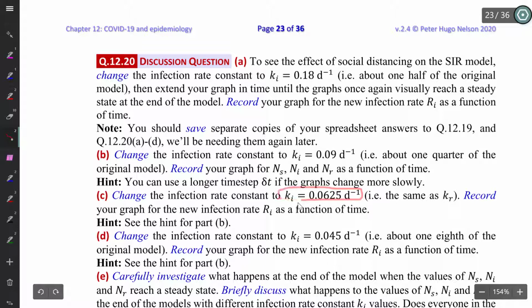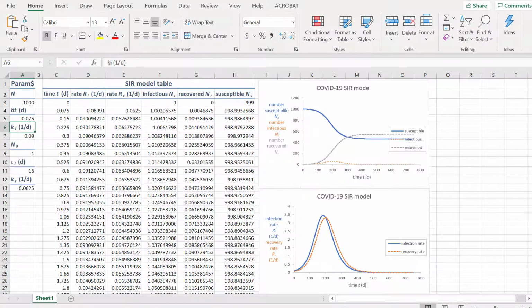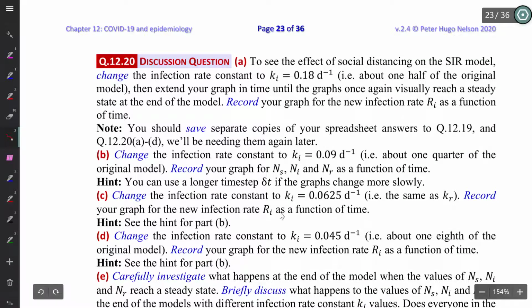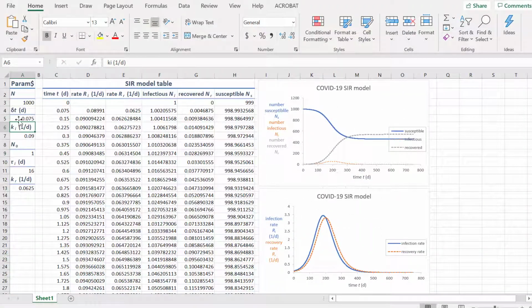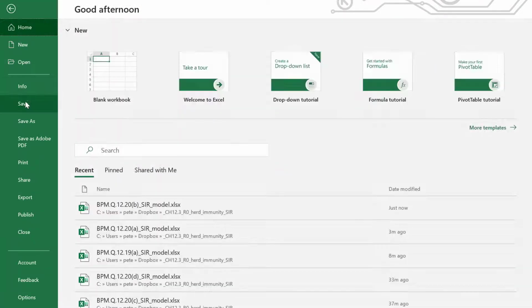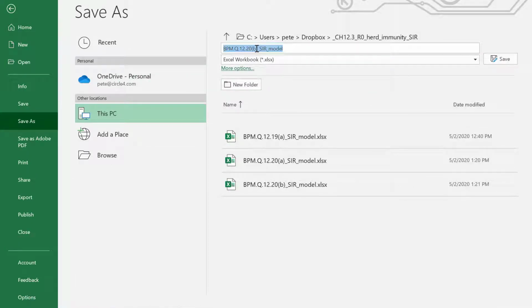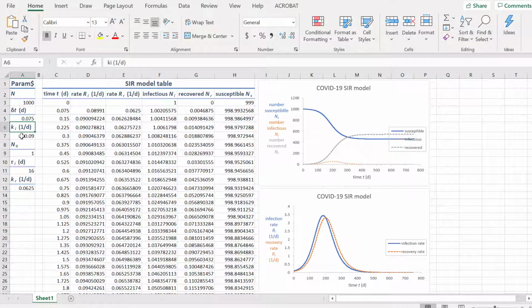Then part C says do the same thing again, but now we're going to have our infection rate constant being 0.0625, which is the same as KR. Alright, so let's do that. And that was for question C. Question C, so let's save this file, save as, we want it for part C. Alright, so save that. And then we want to change this KI to 0.0625, which is the same as KR.